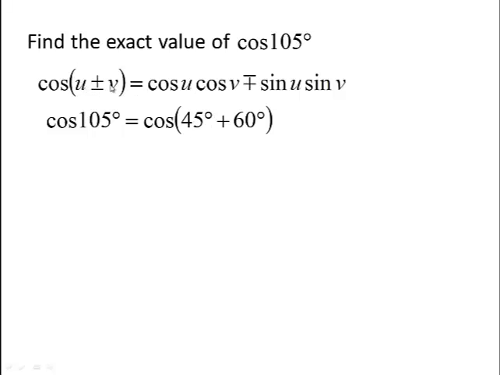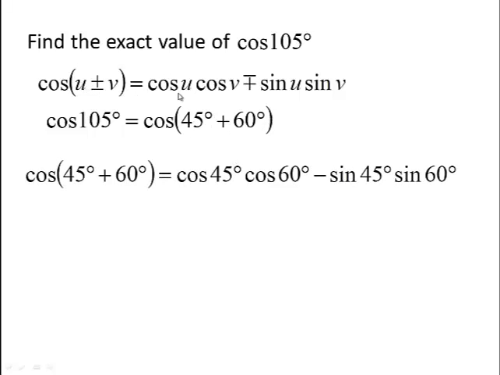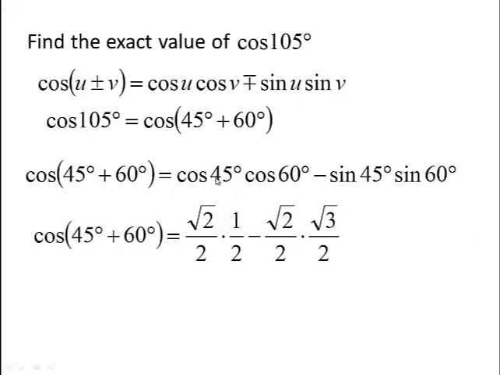If u is equal to 45 and v is equal to 60, we're going to use the cosine of 45 times the cosine of 60 minus, because these are reversed. If this is a plus, this has to be a minus. Then sine of 45 times sine of 60. Getting these from my unit circle, I get these values, and simplifying, I end up with that.